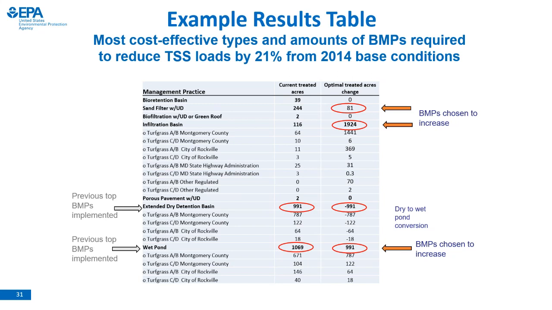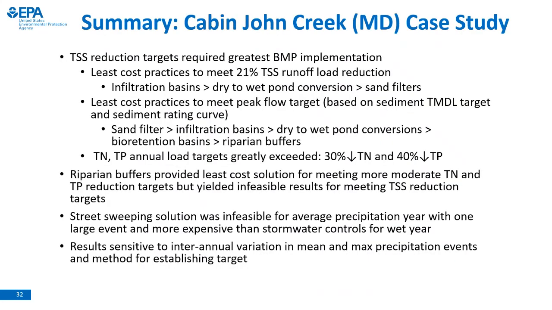The final column shows the optimal treated acres, the change in treated acres under the most cost-effective solution. And I've put arrows by the BMPs chosen to change. So you see a total conversion of dry ponds to wet ponds, as well as a large degree of implementation of infiltration basins and minor implementation of sand filters with under drains. There are a lot of details. I'm just going to sum up the overall results of the case study.